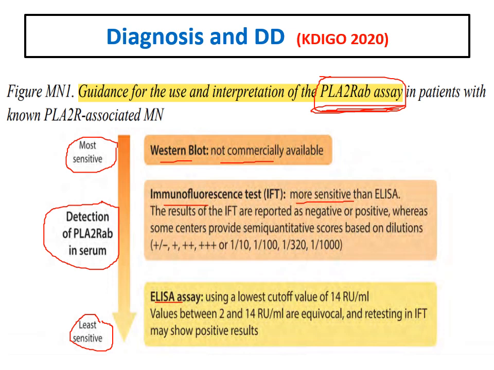The result of the immune fluorescence is usually negative or positive. Some centers provide semi-quantitative scores, as we see here. What is common in our practice in most of our labs is the ELISA technique, using a lowest cutoff of 14 reference units per mL. Values between 2 and 14 are equivocal, and retesting these cases with the immune fluorescence technique might show positive results.